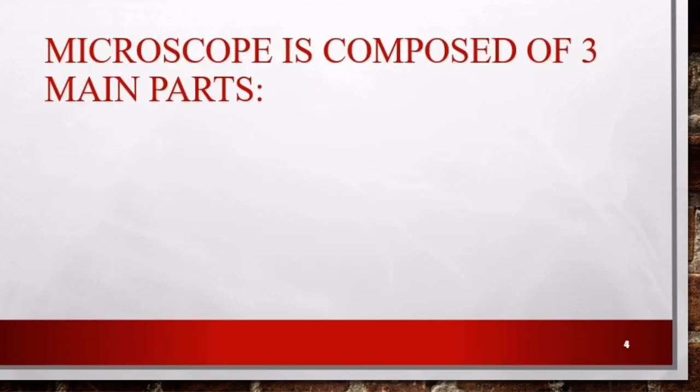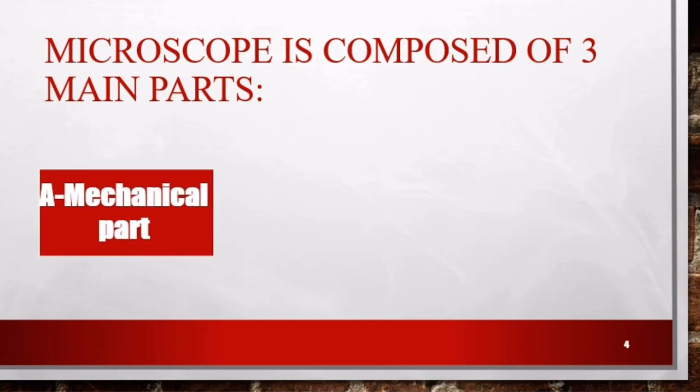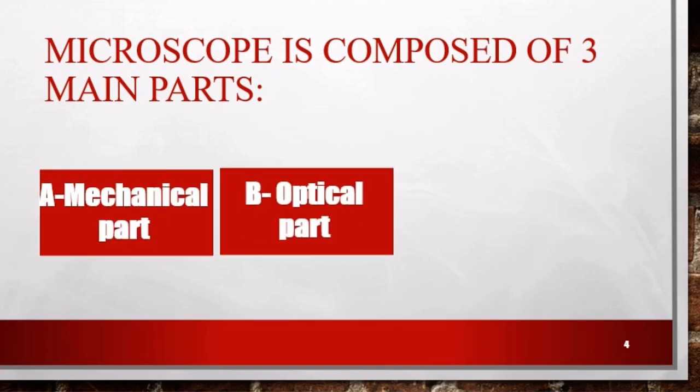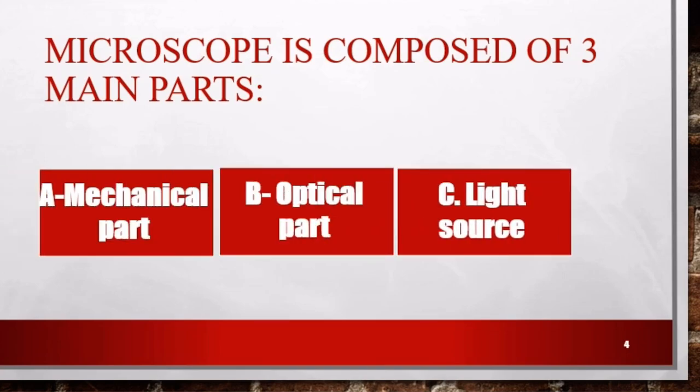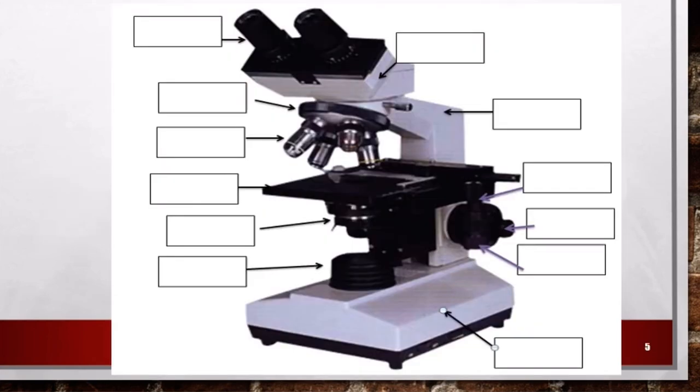Light microscope is composed of three main parts: mechanical part, optical part, and light source. Mechanical part consists of the following: body of the microscope. It is representing the main parts of the microscope on which the other parts are settled.